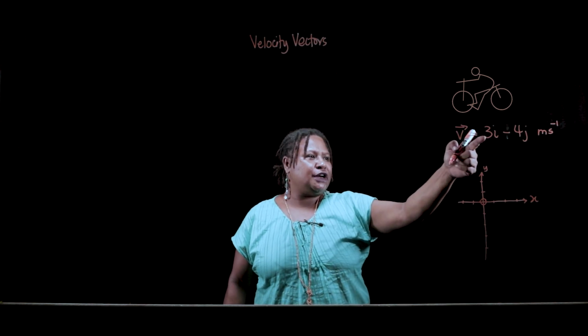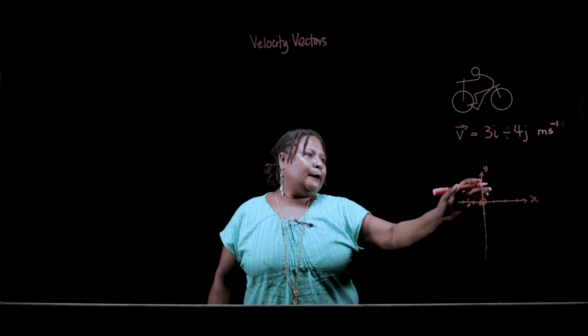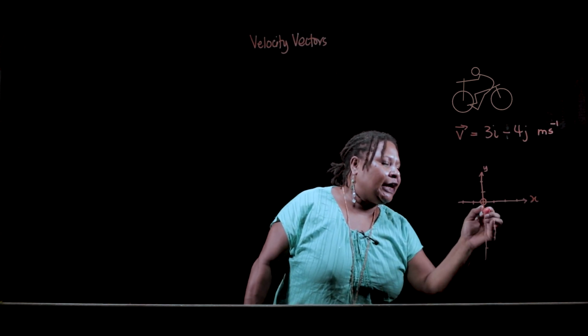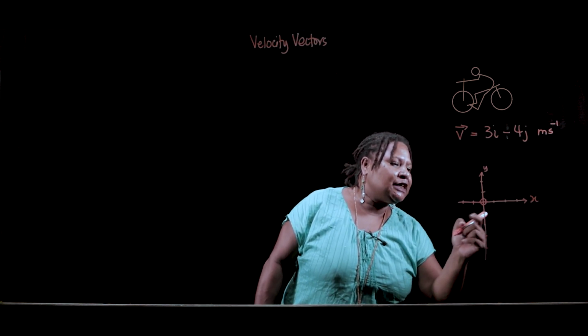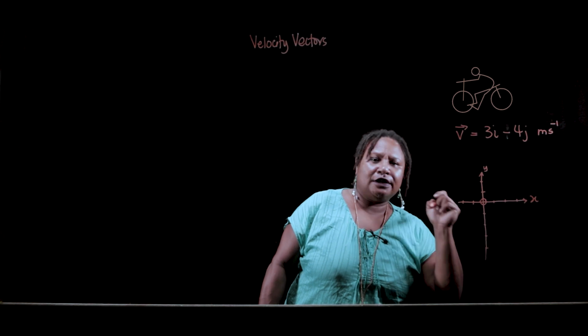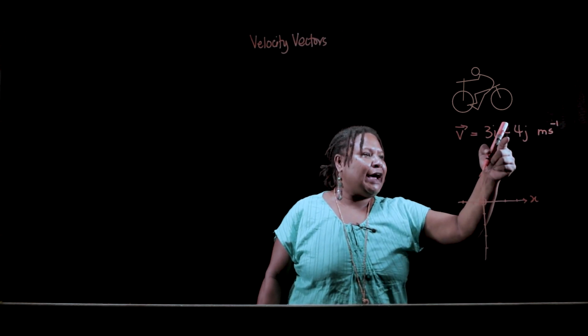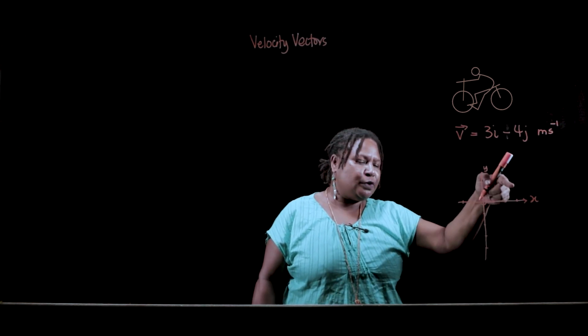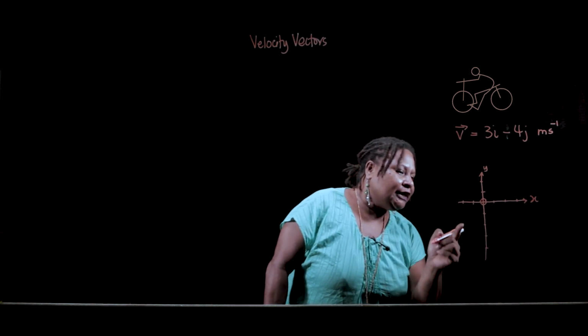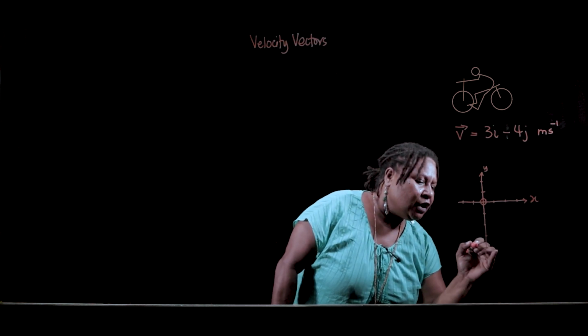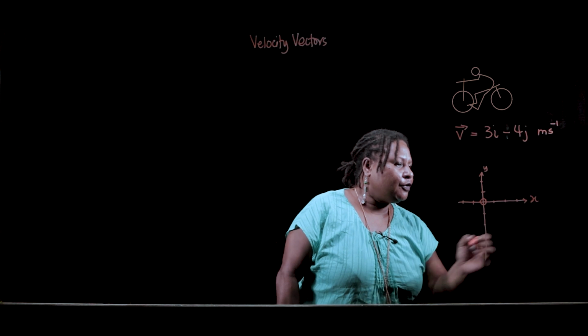And he's moving 3i, a distance of 3i, okay? So that's on the x-axis, 1, 2, 3, all right? And minus 4j means that he's going downward, all right? And we have 1, 2, 3, 4 here, okay?